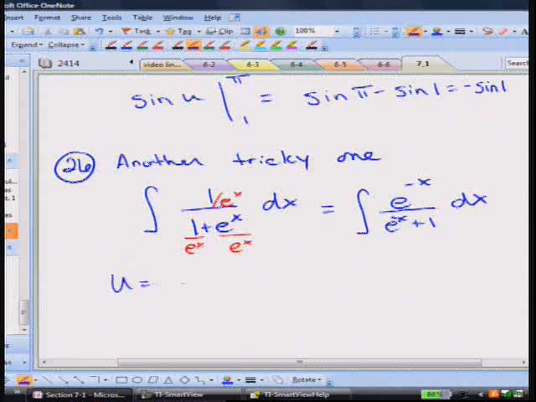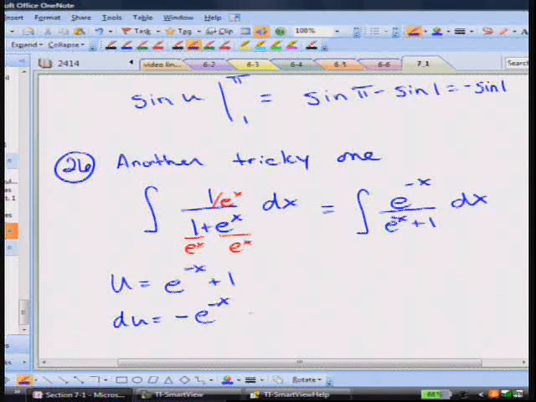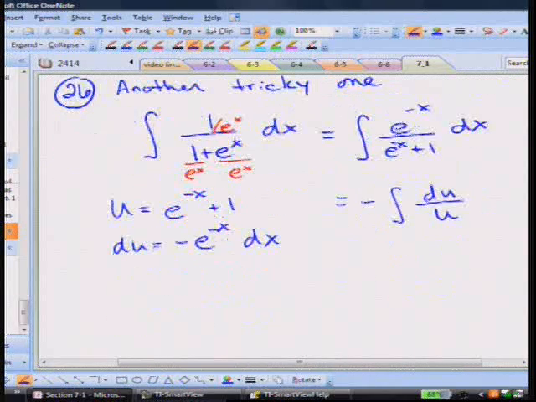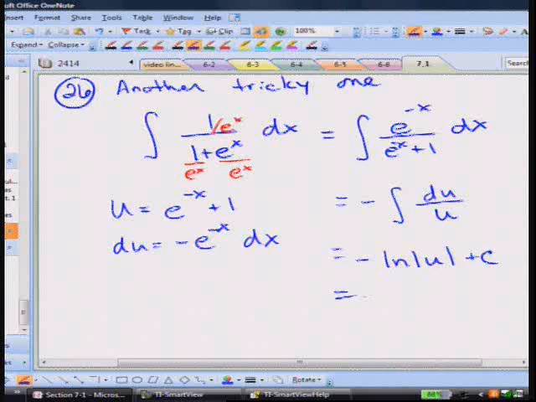All right, so now if I let u equal e to the negative x plus 1, then du is going to be negative e to the negative x dx, which is exactly what I have in the numerator, except I've got the negative, which I can handle. So this is going to be negative antiderivative du over u. And what is the antiderivative of du over u? That's just your ln u. So then this is just going to be ln absolute value of u plus c, and u was this e to the negative x plus 1. So this is negative ln of e to the negative x plus 1 plus c.